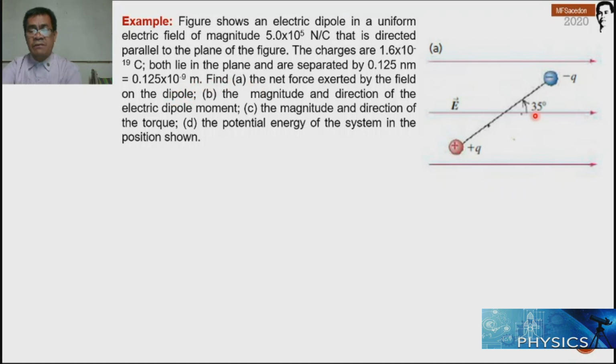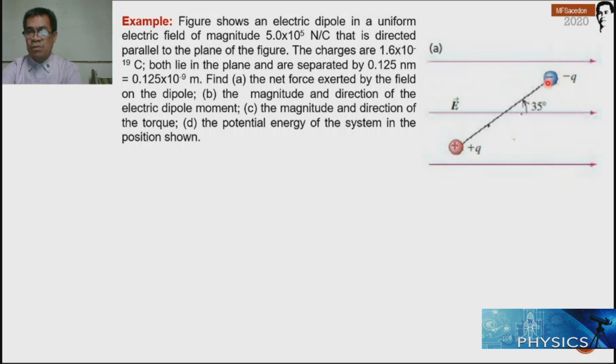And given the angle of inclination of the dipole, 35 degrees from the electric field. Now you are asked to find how much net force is exerted by the field on the dipole. How much force? In letter B, you are asked to find the magnitude and direction of the electric dipole moment.